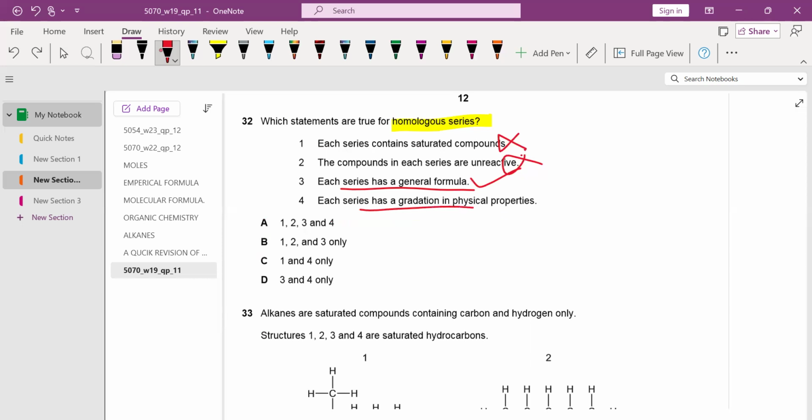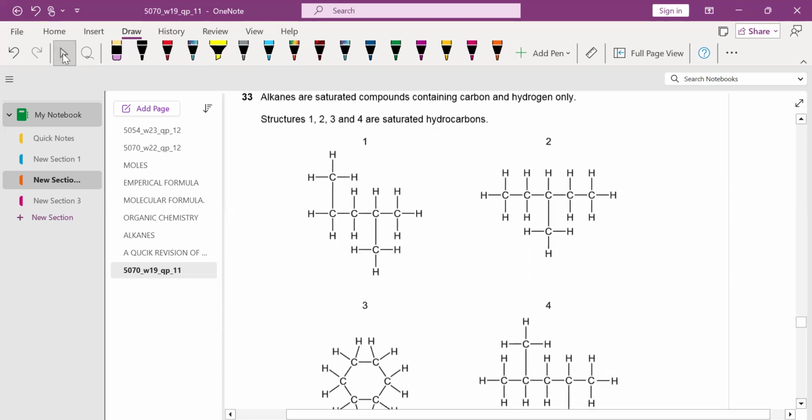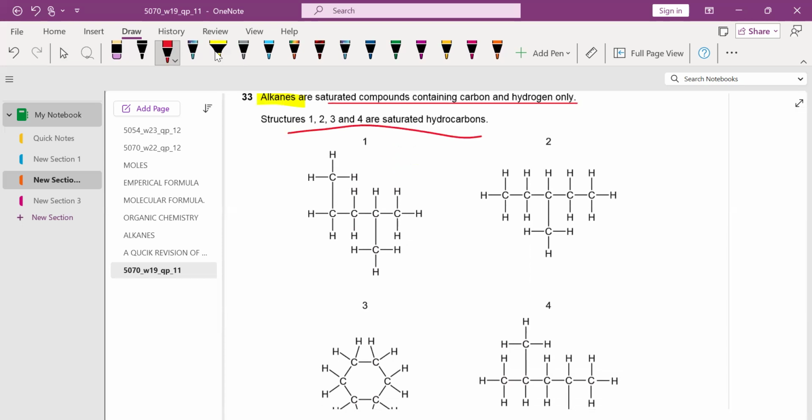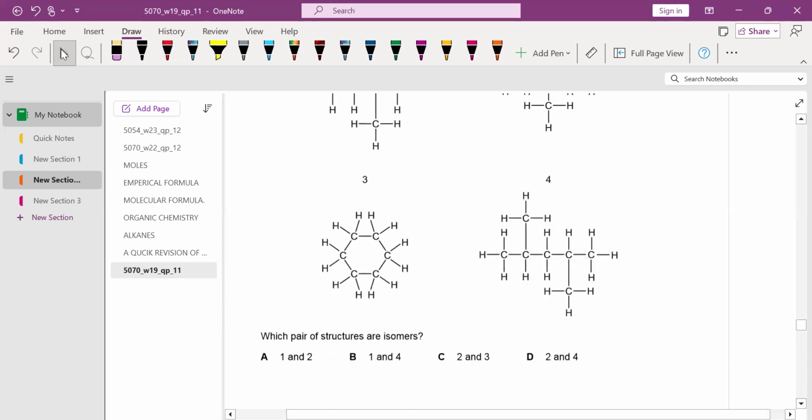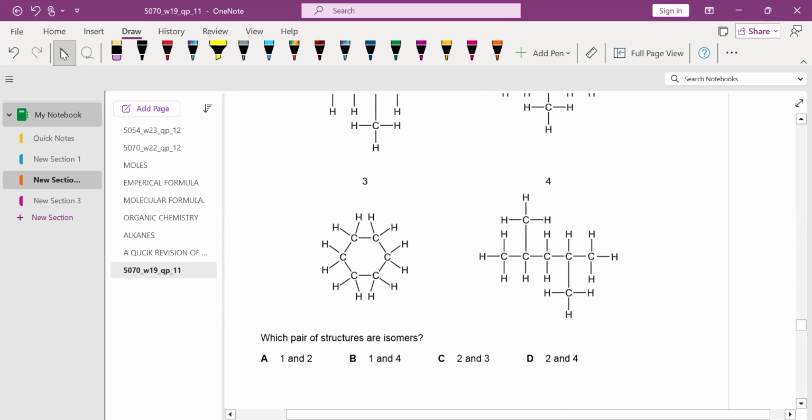Each of them has a gradation in the physical properties, yes. So option D is correct, meaning statements 3 and 4 are correct. Question number 33: alkanes are saturated compounds containing carbon and hydrogen only. 1, 2, 3, 4 are saturated compounds, or you can say alkanes. So which pair of the structures are isomers?